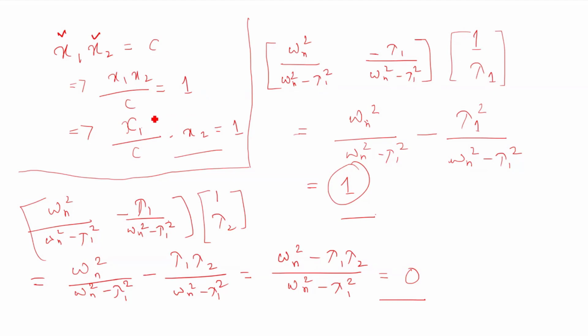That means your normalized value: if I want to keep x2 as it is with the previous value, then your x1 will be modified by 1 by c, right? If I want to keep x1 as it is, then your x2 will be modified by 1 by c. So here I want to keep x2 as it is, so therefore x1 will be divided by c, and this will be the normalized value for x1 and x2. And if we multiply both, that will give me 1, right?